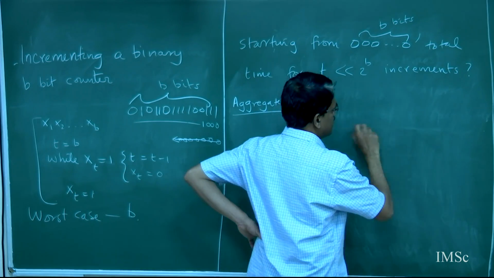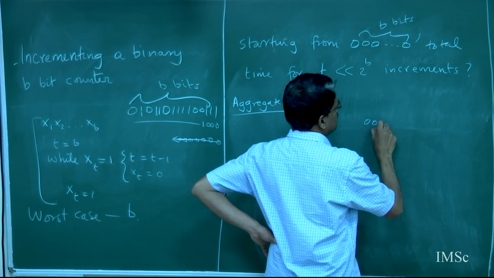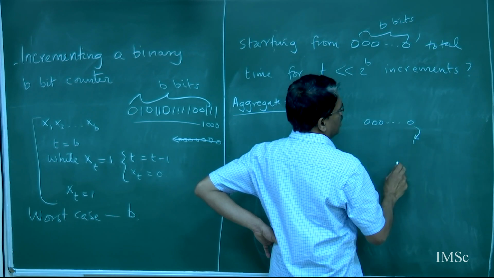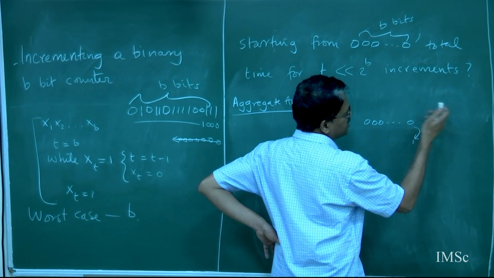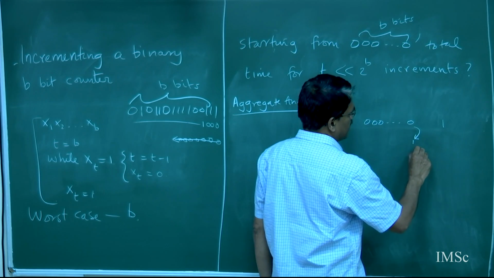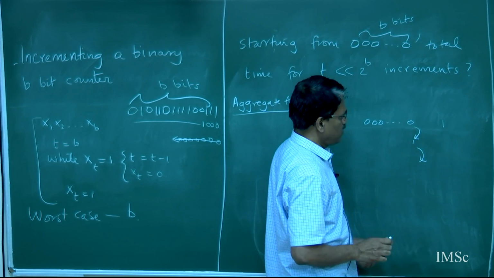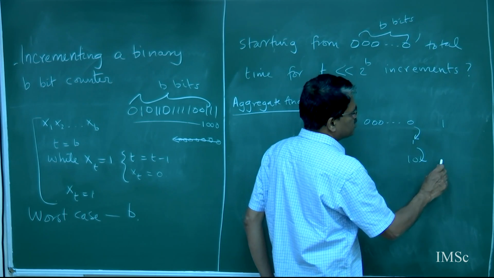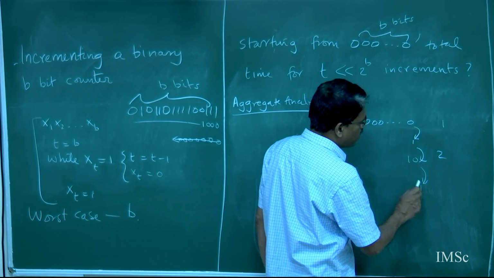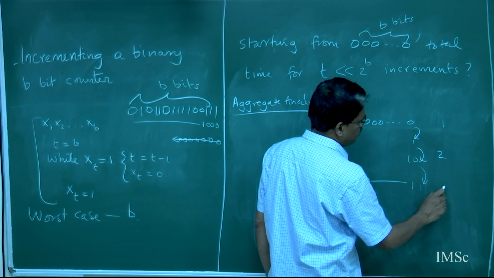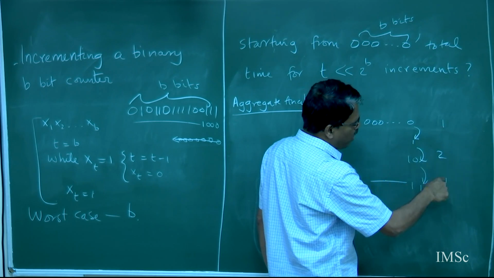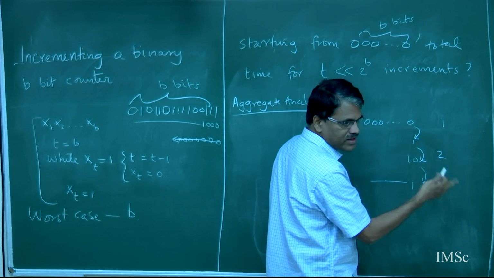Right. So let's actually do this calculation. For the first increment, how many flips, how much time will it take? 1, right? 1 bit from flipping. The next increment, I'll change this to 0 and the cost will be 2. And then 1 again, right? So as you can see, the cost will be 1 every other time.